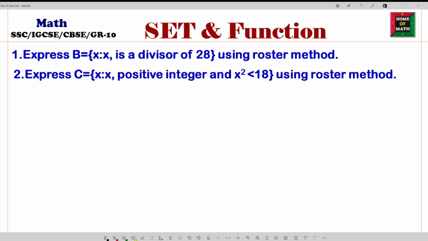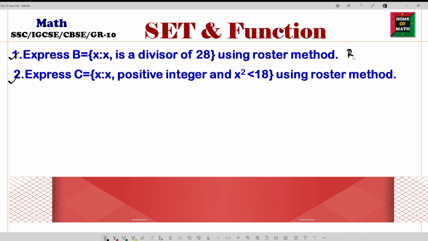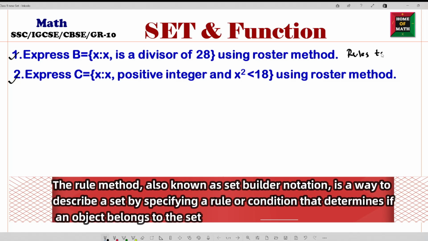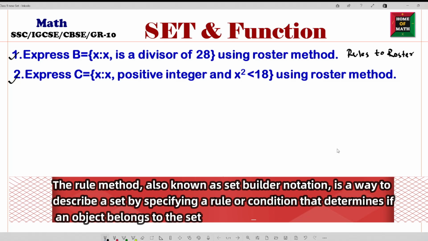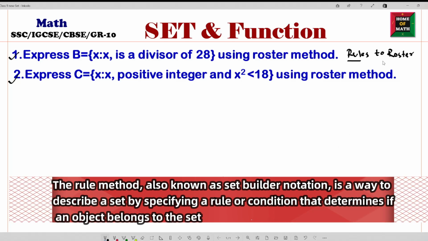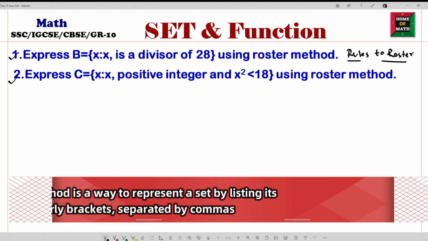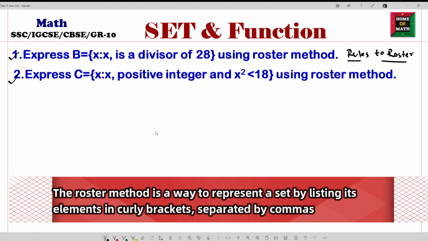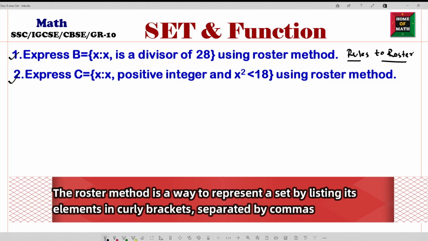In this video we are trying to solve these two sets, where we are going to convert from the rules method to the roster method. As we know, a set can be represented by these two methods. Let's start. This is very important math for you.